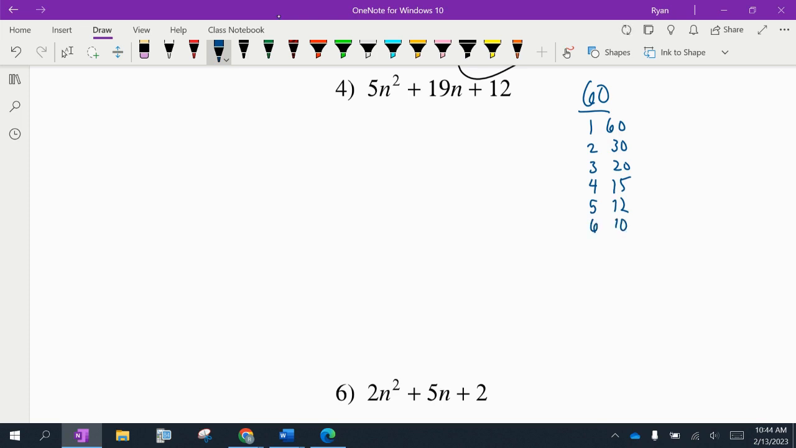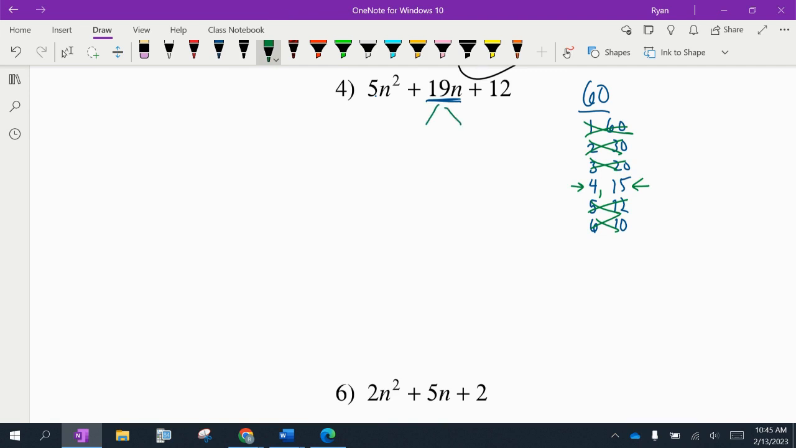Lots of numbers so far. 60 divided by 7 doesn't work. 60 divided by 8 doesn't work. 60 divided by 9 doesn't work. There's 10. Here's all of our pairs. 5 times 12 is 60. The different factors that multiply into 60. Now we want the winning combination that's going to add up to this middle term of 19n. Four and 15 is our winning combination.